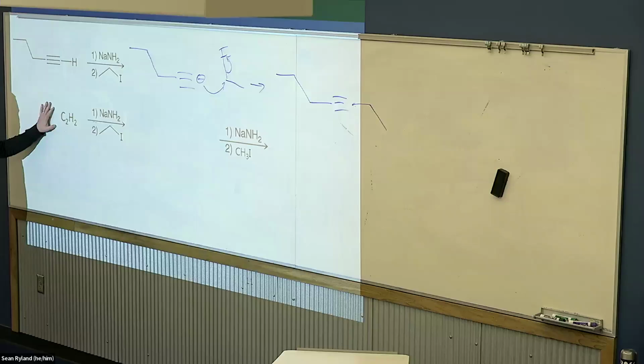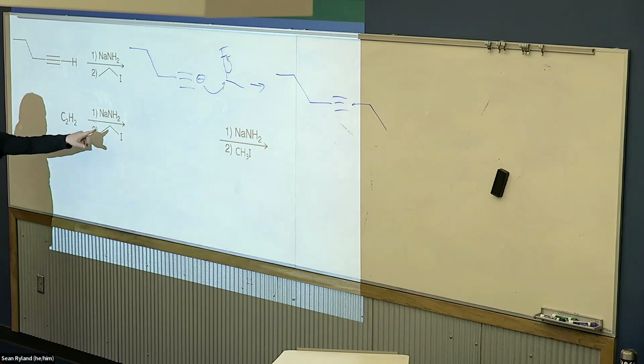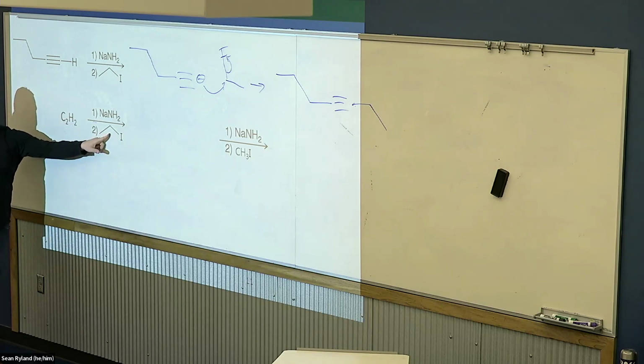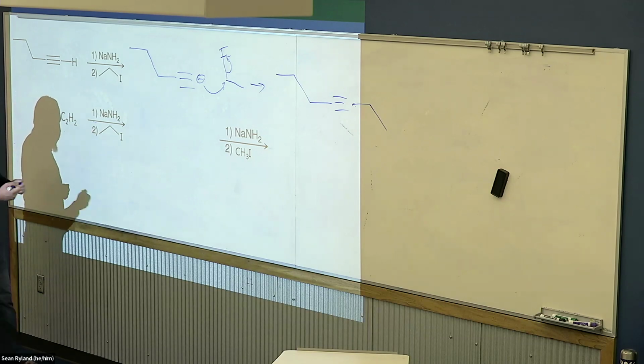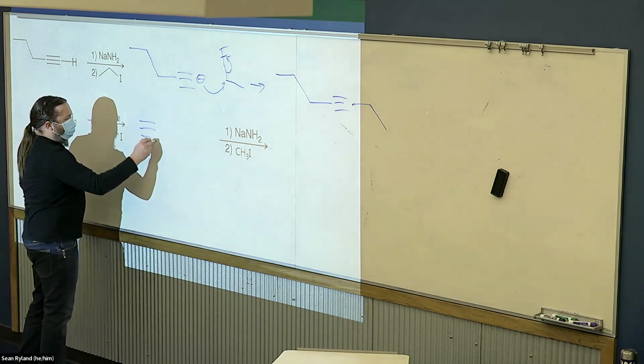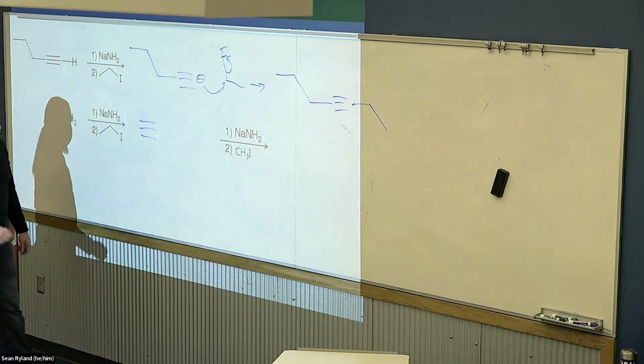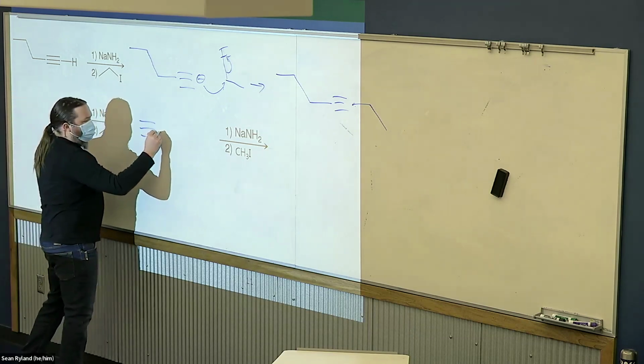If we start from acetylene, C2H2, deprotonate it, and put it in the presence of iodoethane, same thing happens, right? We just started with only two carbons. So we're still going to have our acetylene carbons, and we're adding two more, 1 and 2.